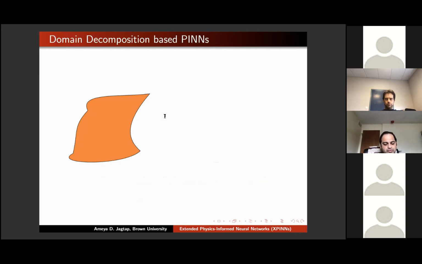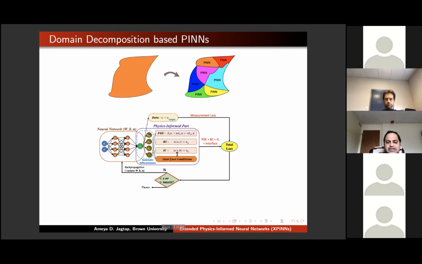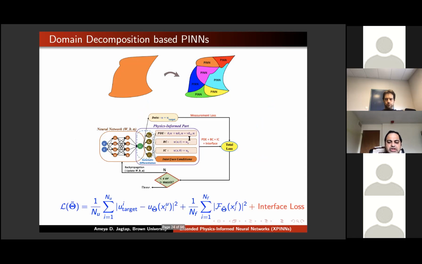So what is domain decomposition? You have an arbitrarily shaped domain here, which you can decompose into small subdomains. Then instead of a single PINN in the complete domain, you deploy an individual PINN in each of these subdomains. Then you stitch these subdomains through an interface condition, based upon the physics of the problem. That's why we are incorporating this condition here in the physics informed part, and correspondingly you add the interface loss in your loss function here.